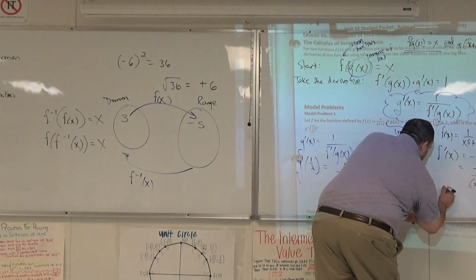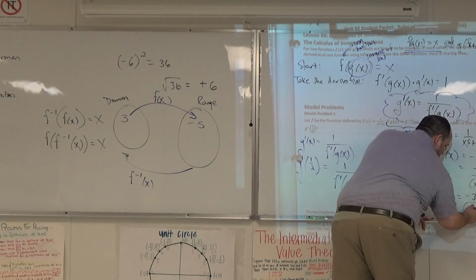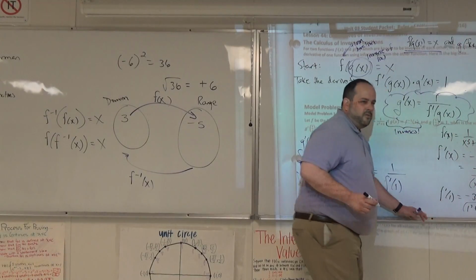I need f prime of 1. F prime of 1 is going to be negative 3 times 1 squared over 1 cubed plus 1, the whole thing squared. Is that negative 3/4?